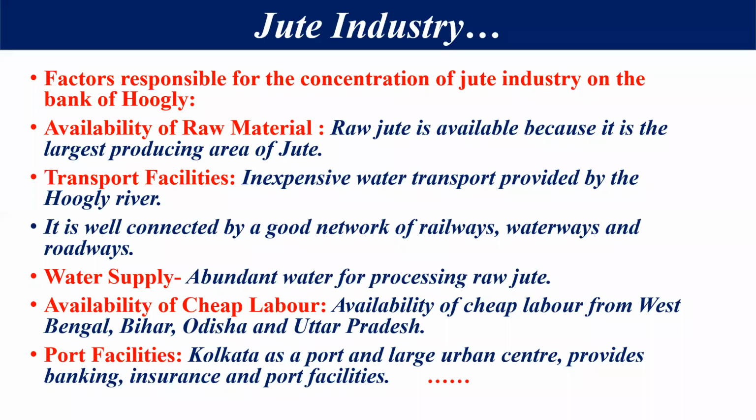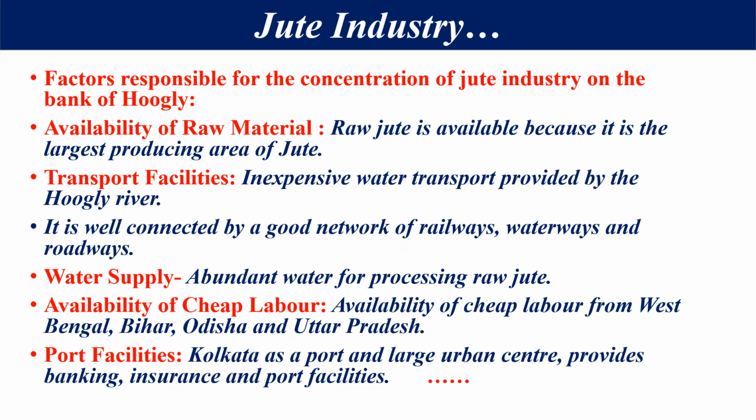Second thing, transport facilities. If you think about Hooghly River, it provides cheap water transport, so that raw material and the final product can be exchanged from one place to another. Second thing, if we think about West Bengal, it is well connected by a good network of railways, waterways, and roadways. So cheap and inexpensive transport facilities are available in this area, right? Next one is water supply.